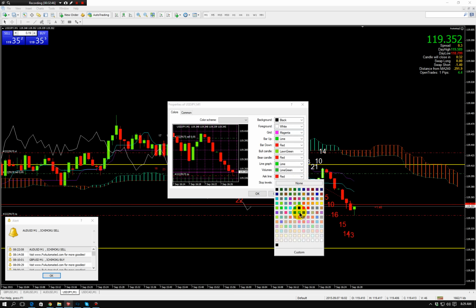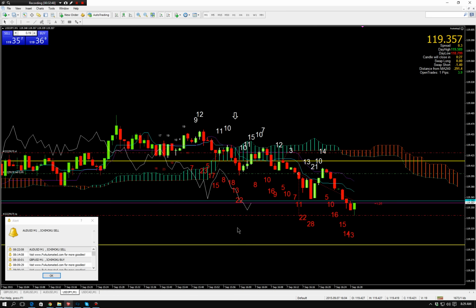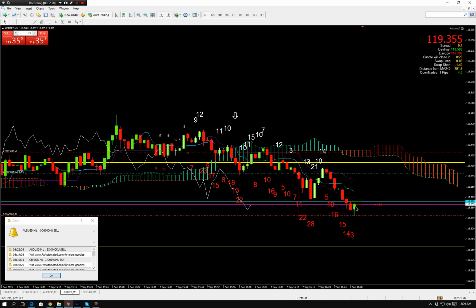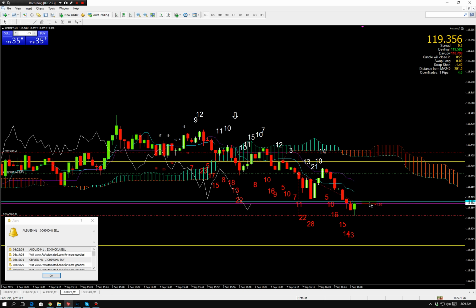And ask to aqua. See if we can see it. Okay, can you see the pink and blue lines now? Pink is the price and aqua is ask. It hit my take profit.